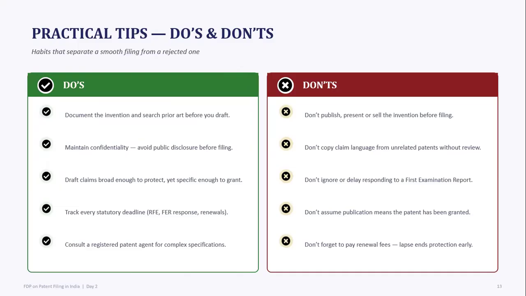Now let us look at some important things to avoid. Do not publish, present, or commercially sell the invention before filing without understanding the implications. Do not simply copy claim language from unrelated patents. Do not ignore or unnecessarily delay a response to a first examination report. Do not assume that publication means the patent has already been granted. And finally, do not forget renewal fees because failure to maintain the patent can result in loss of protection. These practical habits can make a significant difference between a smooth patent filing process and an unsuccessful one.